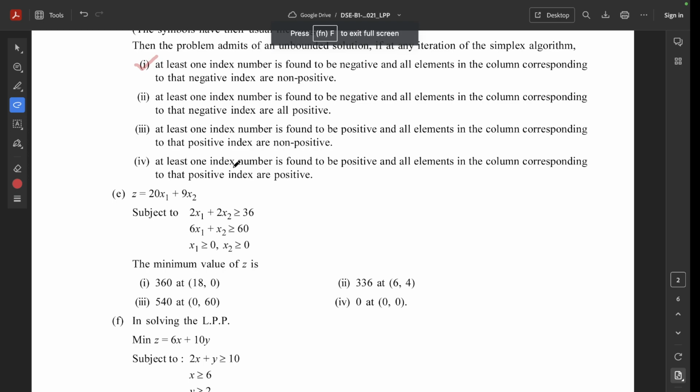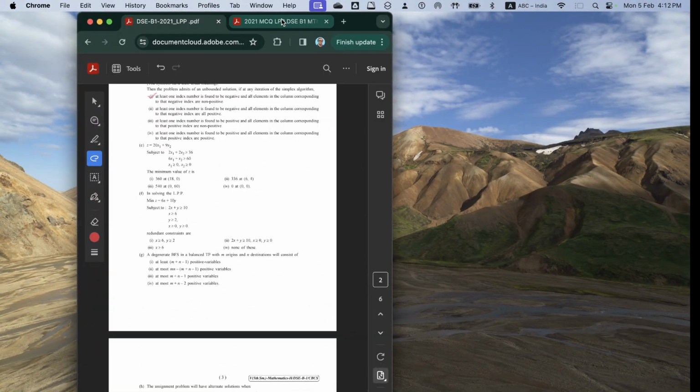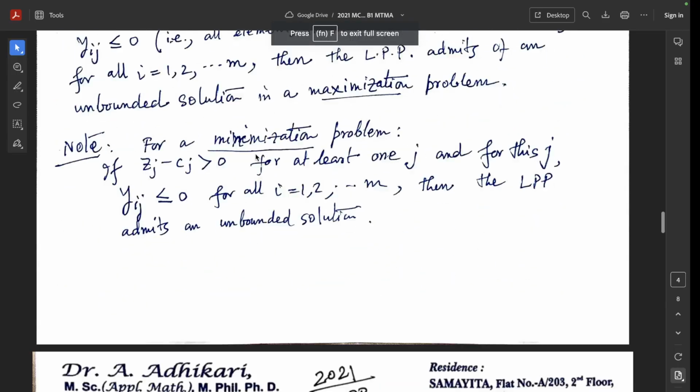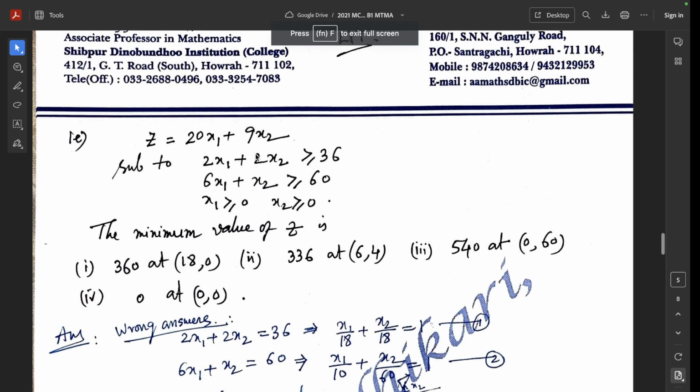Question E. Z equal to 20x1 plus 9x2 subject to the constraints 2x1 plus 2x2 greater than or equal to 36, 6x1 plus x2 greater than or equal to 60, x1 greater than or equal to 0, x2 greater than or equal to 0. The minimum value of Z is what?